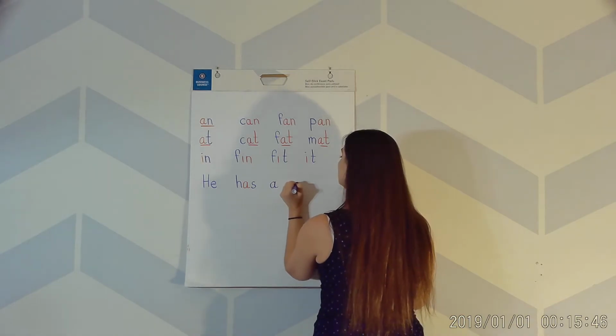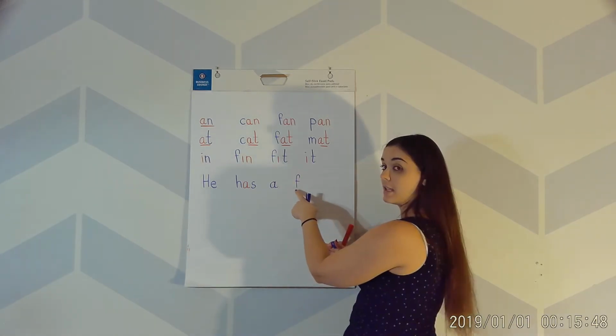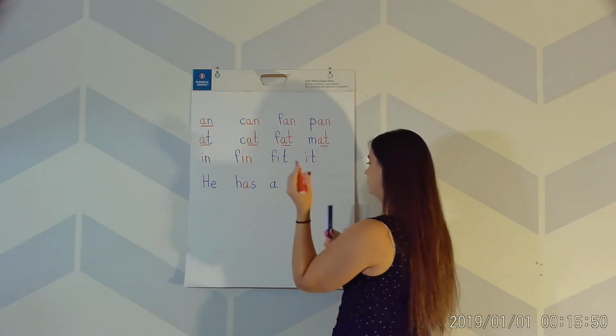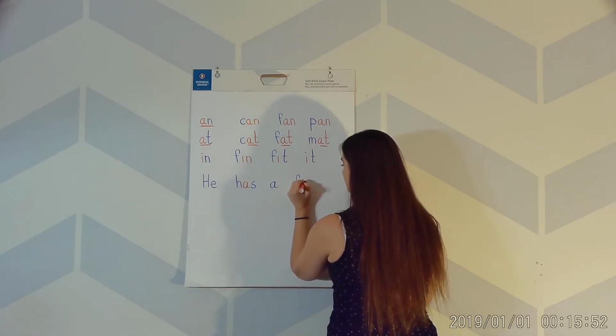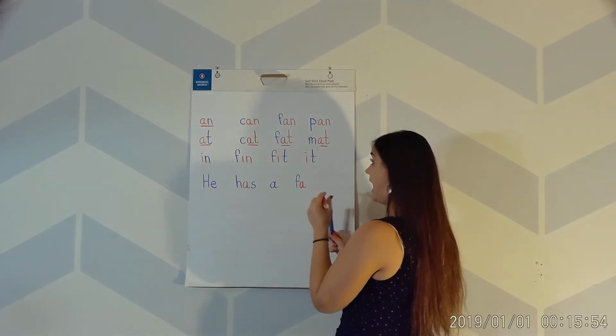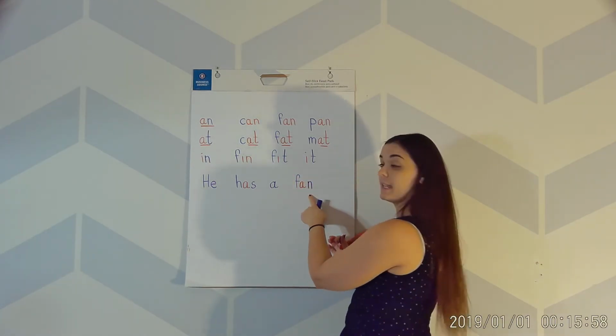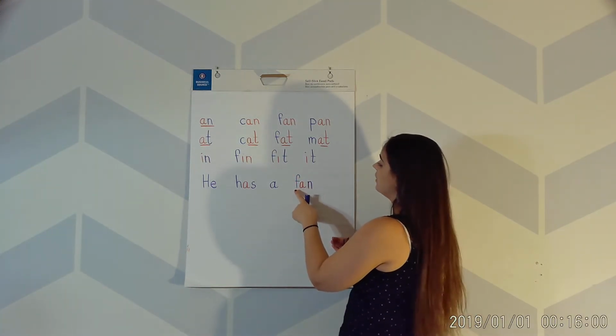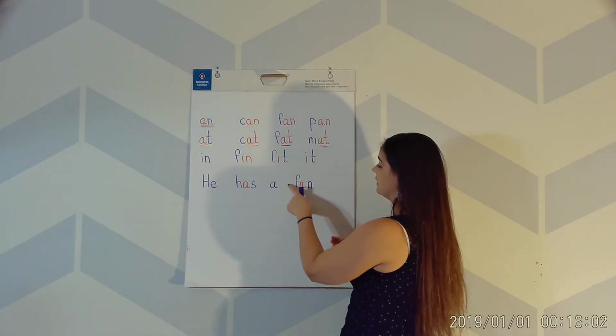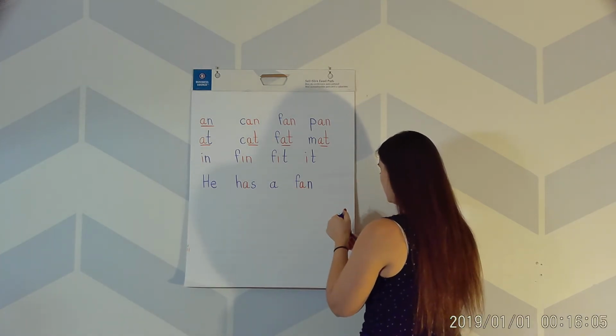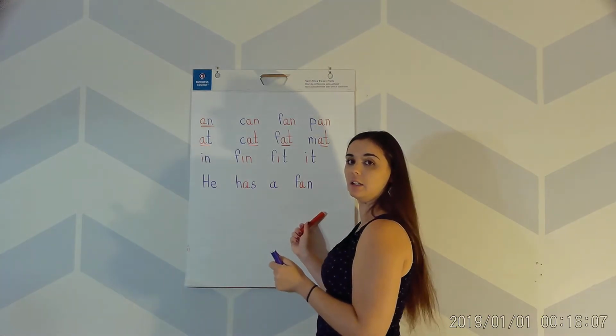a. F says f. A says a. N says n. Let's blend. Fan. Now what's our sentence missing here?